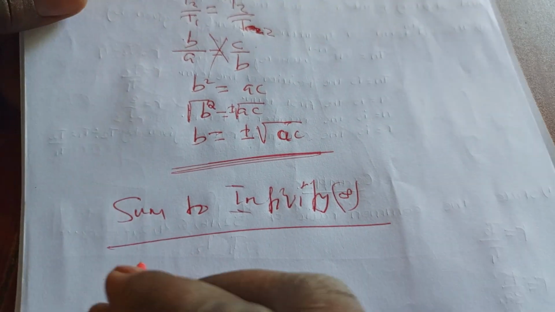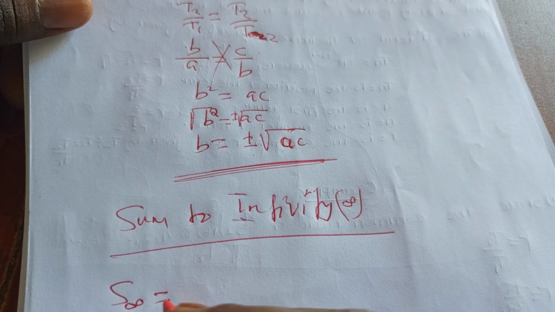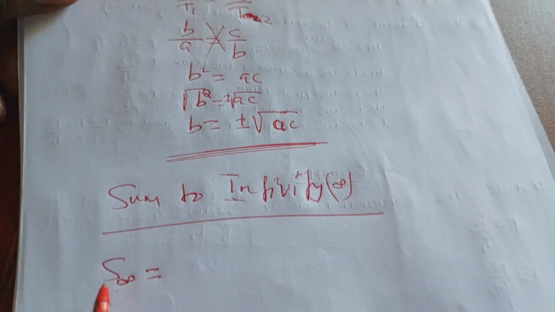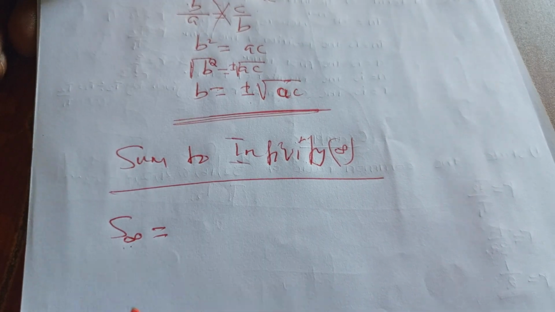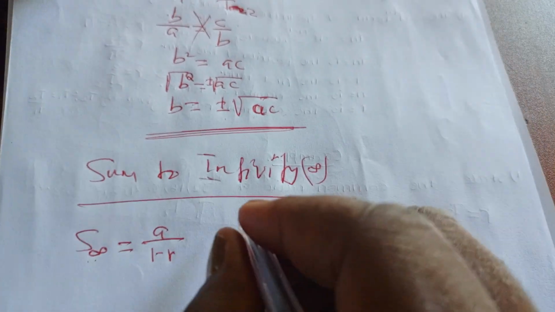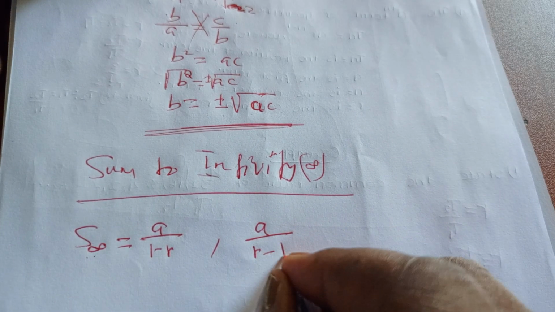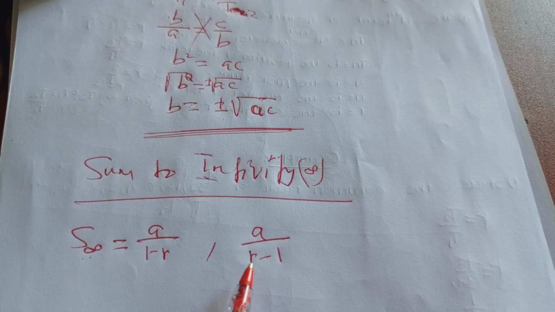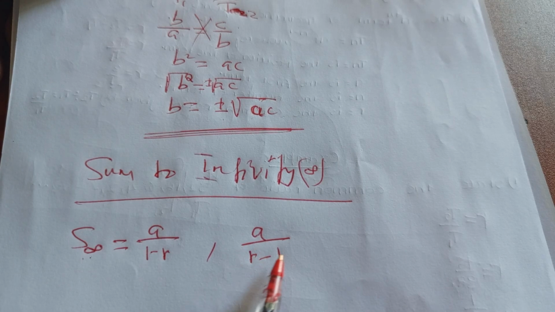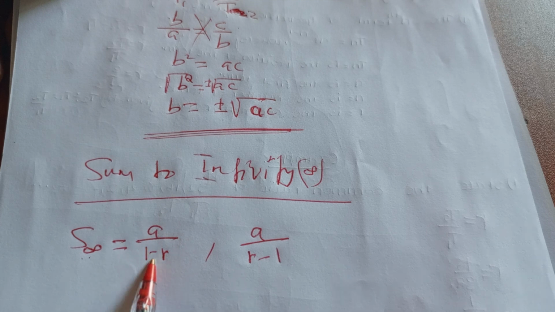The sum to infinity, written like an 8 lying on its side, is equal to A over 1 minus R, or A over R minus 1. Again, we apply the same concept. If R is greater than 1, use the formula A over R minus 1. If R is less than 1, use A over 1 minus R.